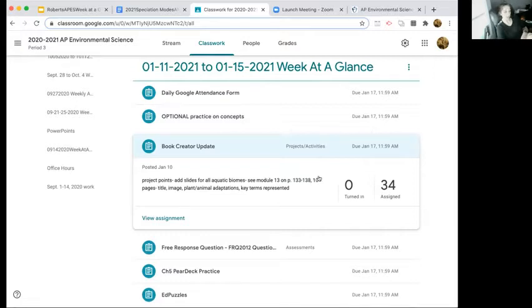So you are basically making one slide per biome with the title of the biome, the aquatic biome, whether it's a marsh or a lake, putting an image in there. Try to pick images that help you learn something about the topic. For example, if it has an image with the benthic zone versus the littoral zone, pick those kinds of images.